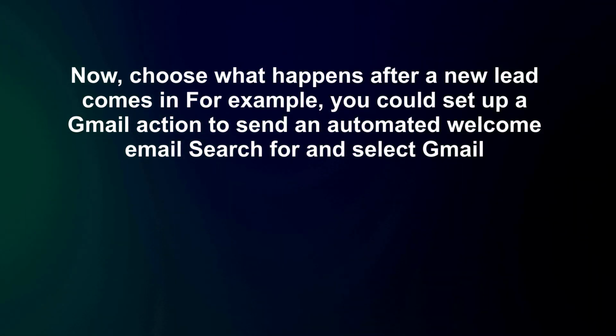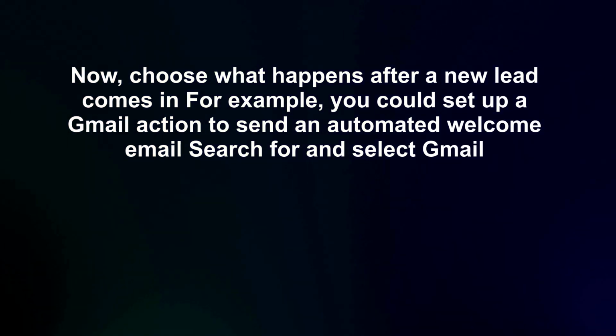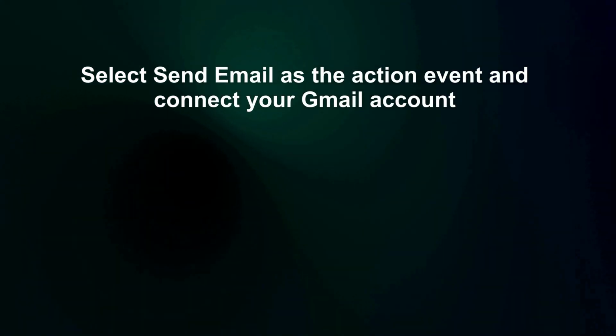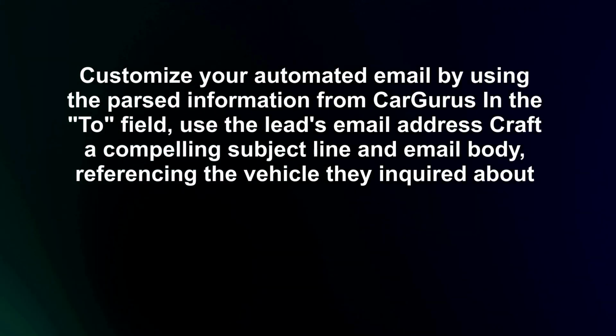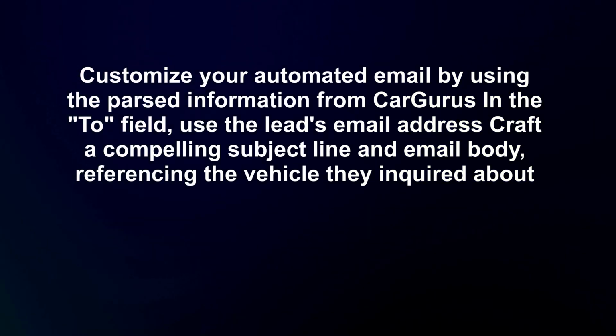For example, you could set up a Gmail action to send an automated welcome email. Search for and select Gmail. Select Send Email as the action event and connect your Gmail account. Customize your automated email by using the parsed information from Cargurus in the To field. Use the lead's email address.